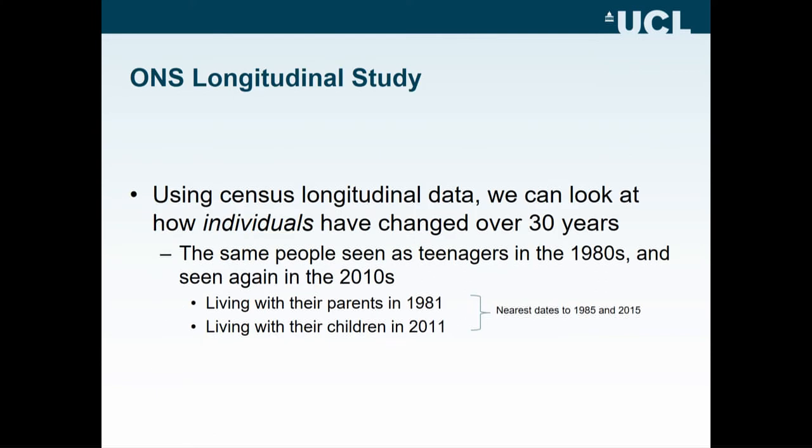So how did we do that? Well, we picked a number of groups of people. People who were living with their parents in 1981, and choosing that as the nearest census date to 1985. And we followed them forward and saw them living with their own children some 30 years later.